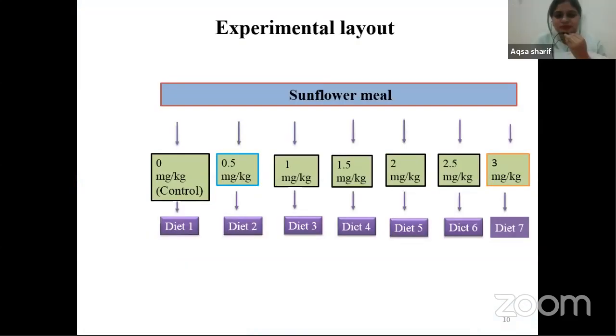Okay. But I think I must highlight this slide because that's the experimental layout. The selenium nanoparticles were used in these concentrations: 0.5 mg per kg, then 1 milligram, then 1.5 milligram, 2 milligram, 2.5 milligram, and 3 milligram. Total 7 diets were prepared, and 0 milligram was added in the control diet.